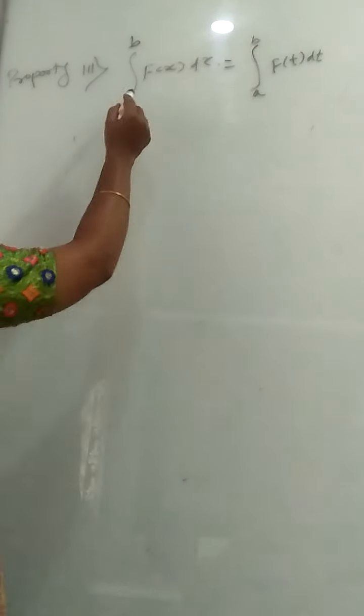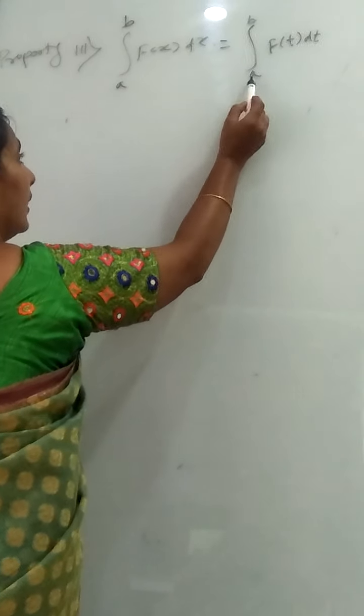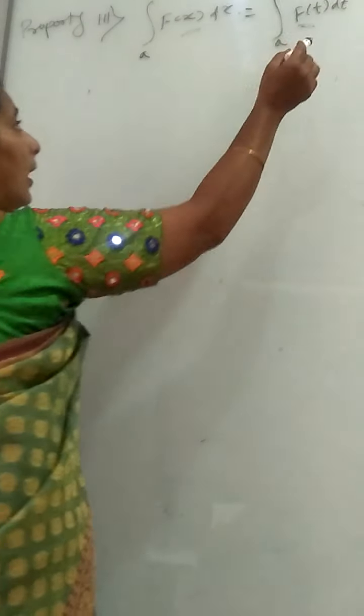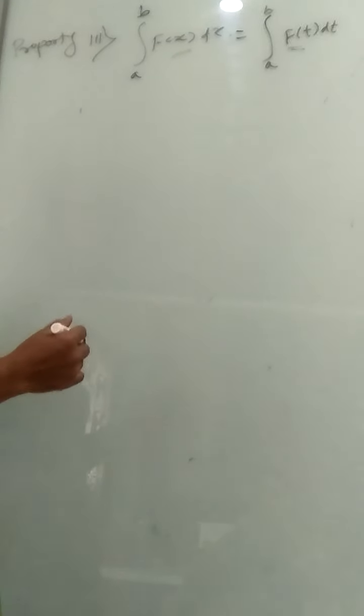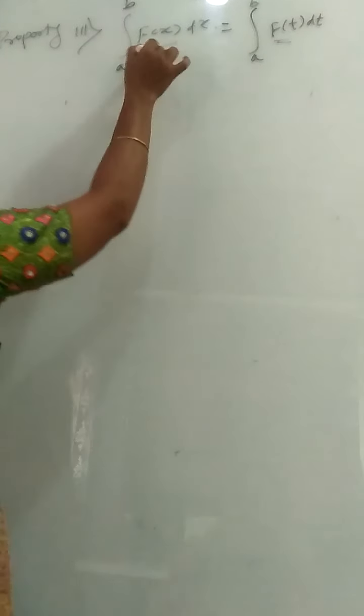Now our third property is that the integration of f of x dx with limits a to b is equal to the integration of f of t dt with limits a to b. In this property we have to see the change in our function. On the left hand side the function is f of x, and on the right hand side the function is f of t. In the previous property our limit was changed, but here the function in the integration also changes.